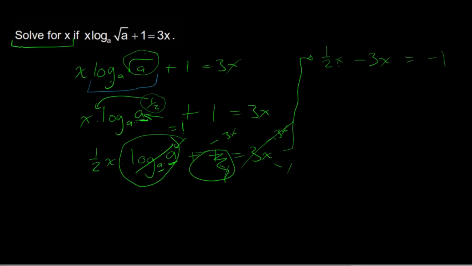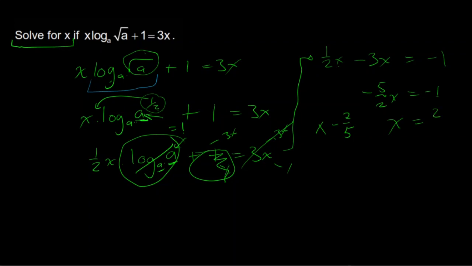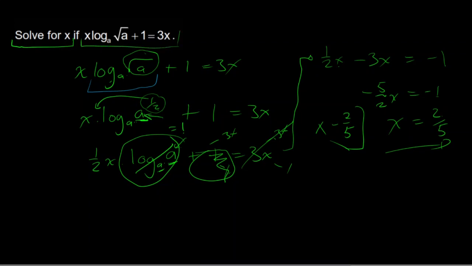Well, this now becomes pretty easy. So we'll have negative 5 over 2 x being equal to negative 1. Well, multiply both sides by negative 2 over 5, and x will be equal to 2 over 5. That's good. No fear from seeing logs. No fear whatsoever.